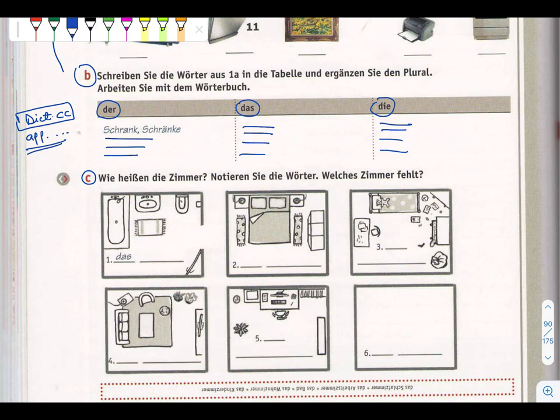Now, Frage Nummer 1 B. "Wie heißen die Zimmer? Notieren Sie die Wörter. Welches Zimmer fehlt?" Here it's written, which room is missing? We need to write that one. Okay, so number 1, we can see a wash basin and all. We did this also in our course book. So, what can be the word for this one? Das Bad.